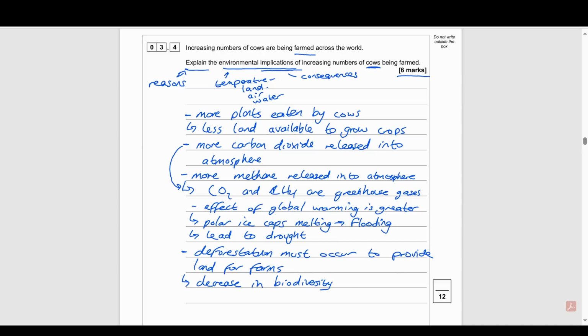So similar to the previous 6-mark question, we need to give our points, give our explanation for it. And I said before that you need at least 3 points with relevant explanations to try and get 6 marks. So we've done that here. We've got a point with a reason, a point with a reason, a point with a reason, a point with a reason.